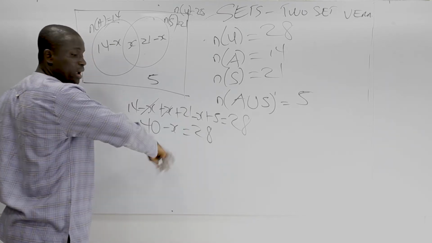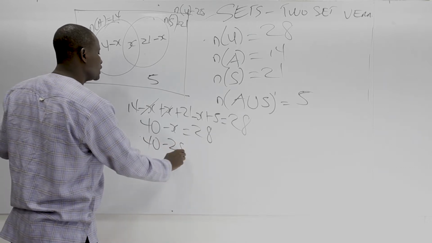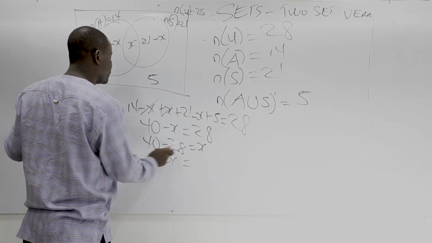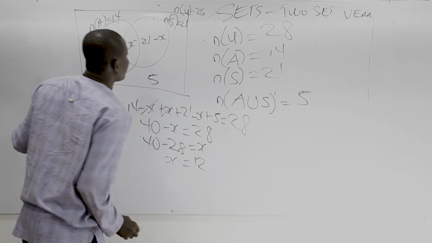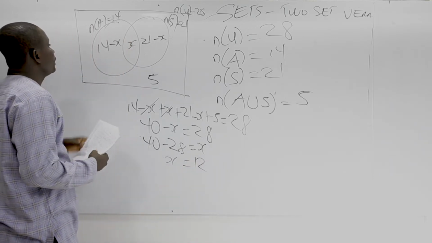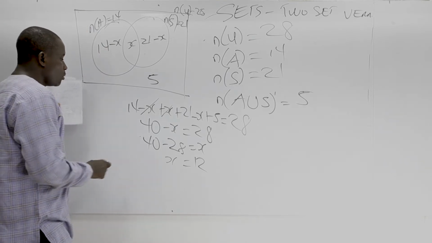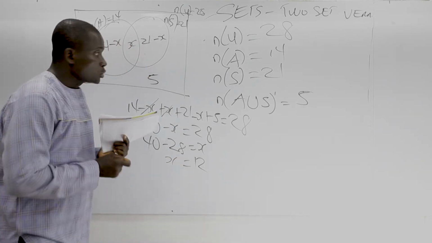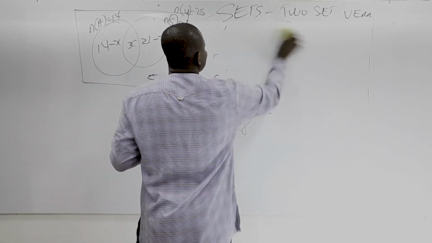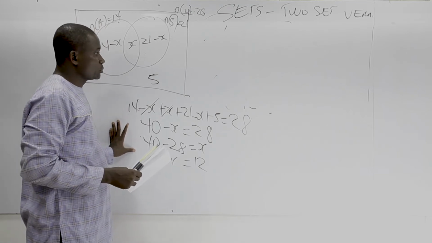So in working it out, I can send the X there. It becomes 40 minus 28 is equal to X. So X is equal to what? It's equal to 12. So the number of students who offer both subjects is 12. Okay, so let's continue.